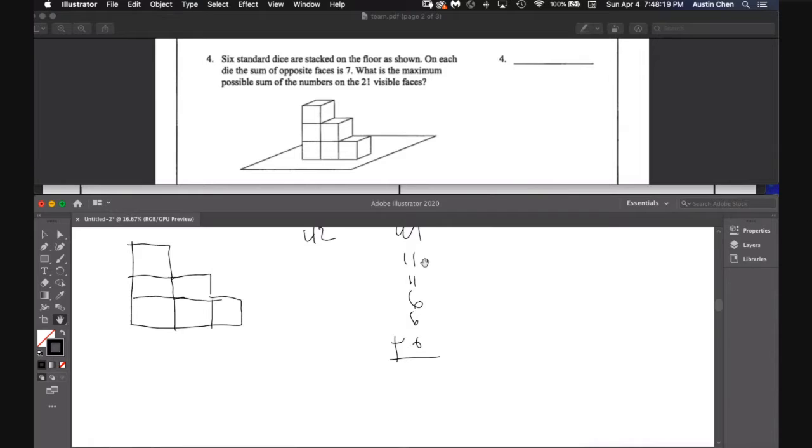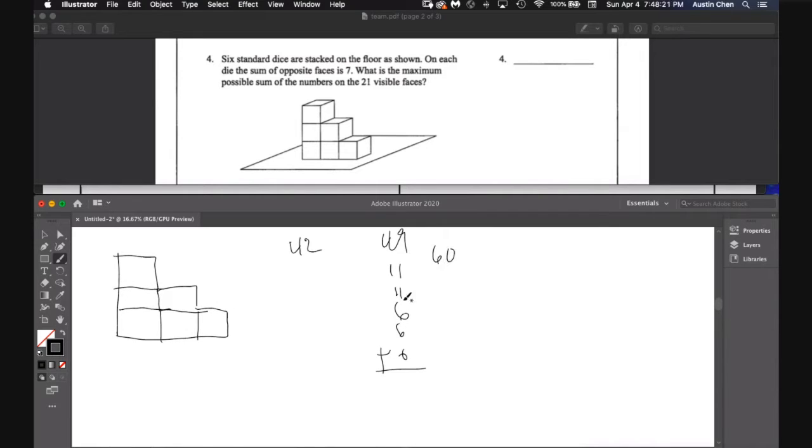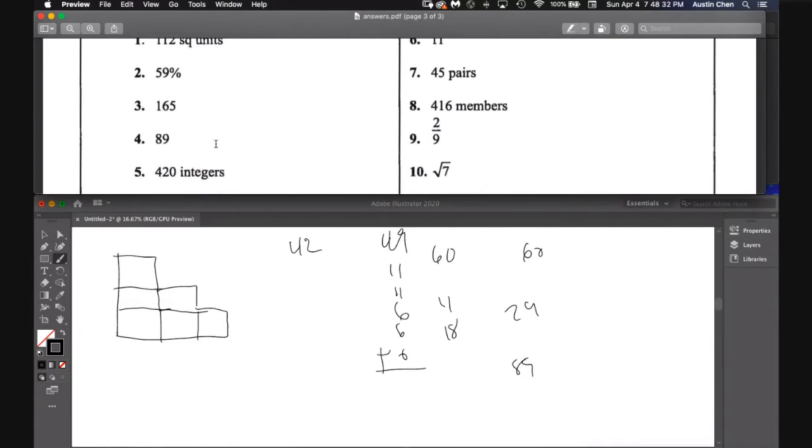So 49 and 11 is gonna be 60, and then we have 18 and 11. So then it's 60 and 29. So then we have 89 maximum possible sum. And we can see that is our answer.